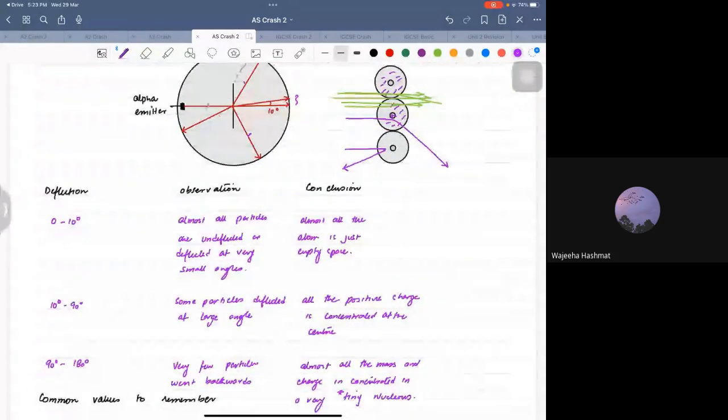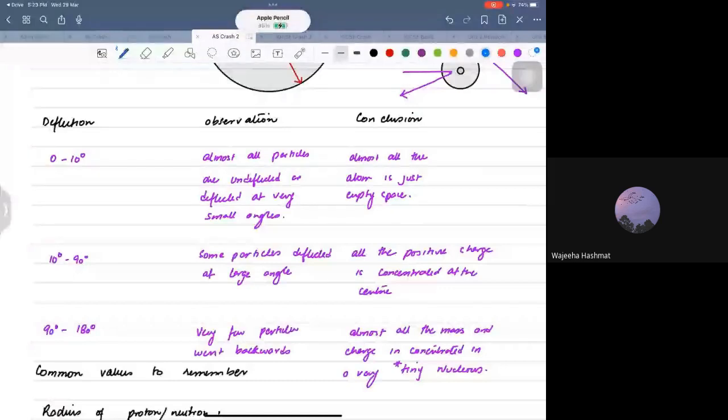The drawing I made and everything I've written might be a part of your exam, so you have to remember this word by word, please. Okay.